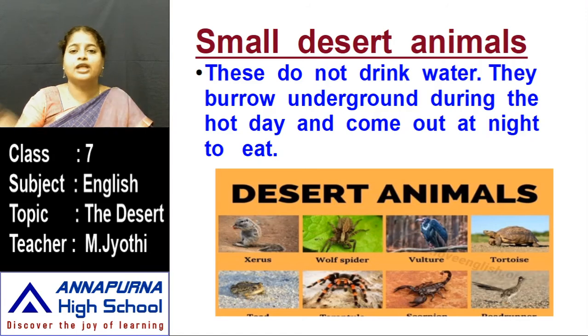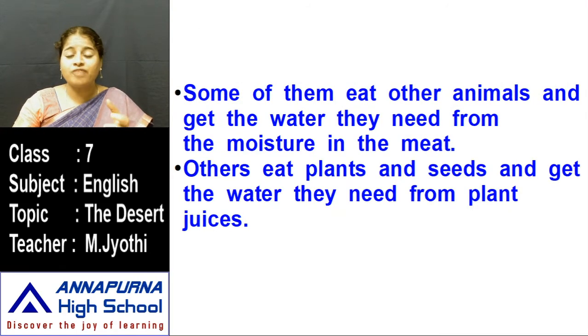But during the night they come out to eat something. These are all desert animals. Some desert animals eat other animals and get the water they need from the moisture in the meat. Children, in the desert we cannot find water, so that's why some desert animals eat other animals for the water. And others eat plants and seeds and get the water they need from the plant juices.